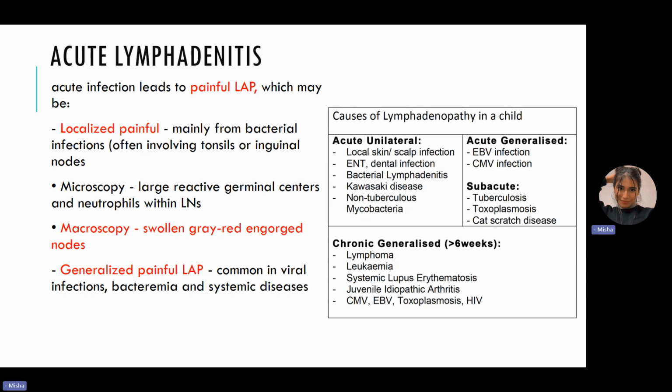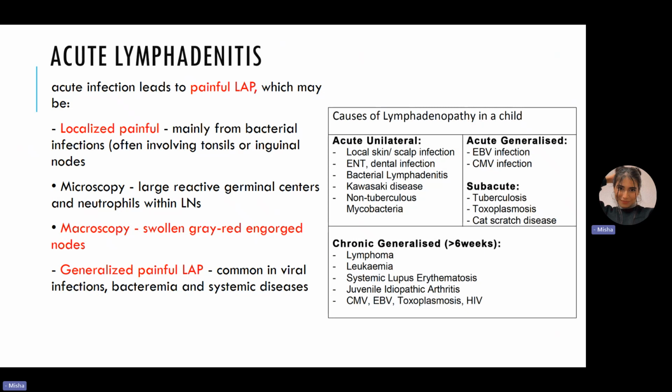Now we can go into acute lymphadenitis. As I said, the lymphadenopathy that is present can be due to infections, and this can be acute lymphadenitis, or it can be chronic lymphadenitis, right? In acute lymphadenitis, normally we're seeing painful lymphadenopathies, right? They are normally localized, and they're very painful, mainly from bacterial infections. They can often involve the tonsils or inguinal nodes and can lead to lymphogranuloma venereum.